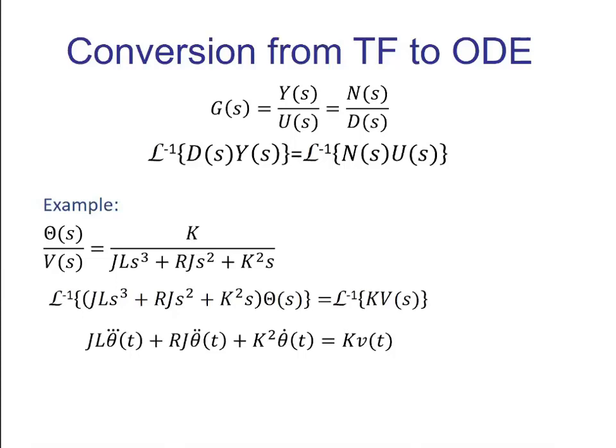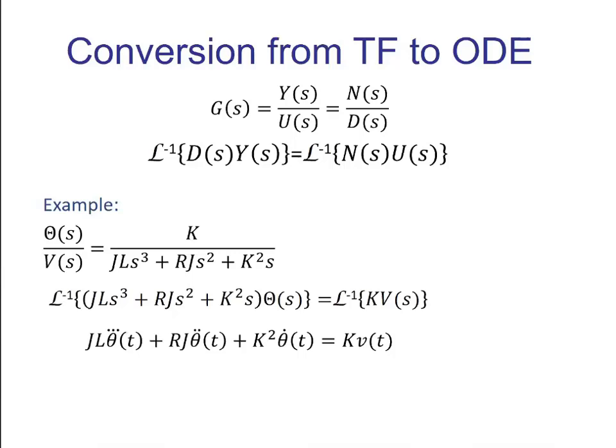We found the transfer function, a third-order one, and you have theta divided by v equals k divided by a polynomial of third degree. Now you take the inverse Laplace transform of that multiplication, which is basically written here. You're thinking about s as an operator when you're thinking about Laplace, right?